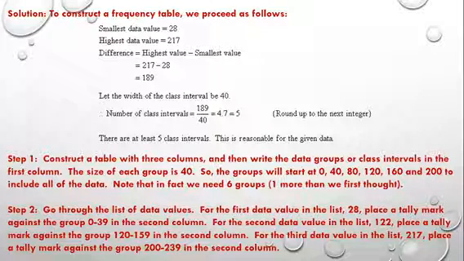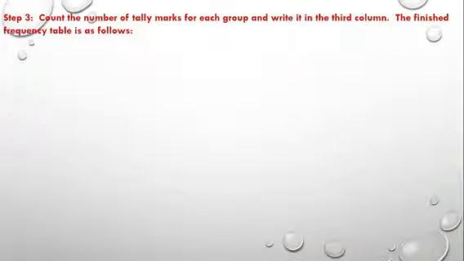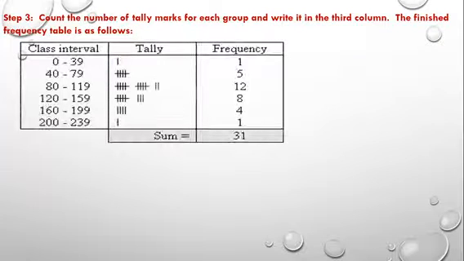The third step is to count the number of tally marks for each group and write it in the third column. So now this is what it looks like. The first column is our class interval. In the first row you have 0 to 39, and there was only one value that we were given that falls between 0 and 39, which is 28, the very first value that we had. So the frequency there is 1. For the second row, between 40 and 79, you have 5 tallies, so the frequency is 5.